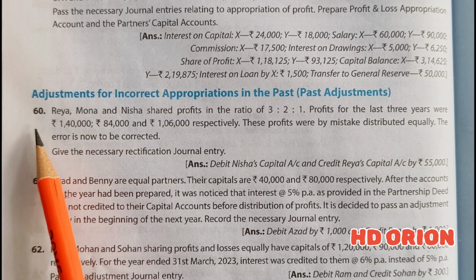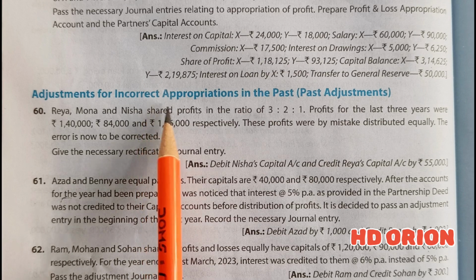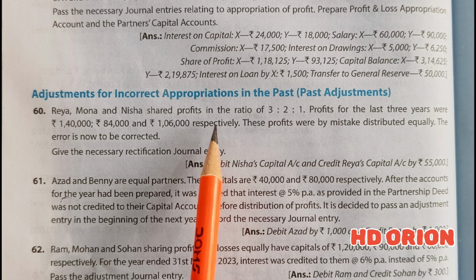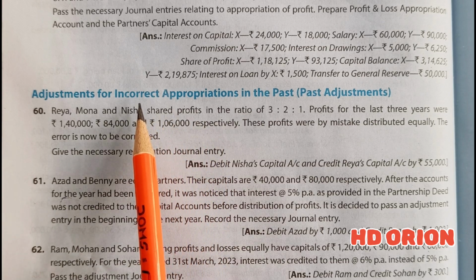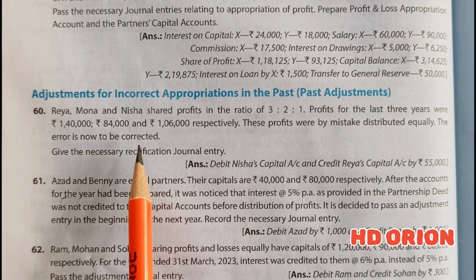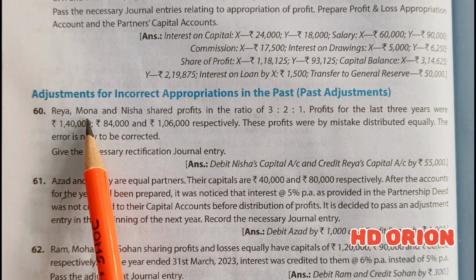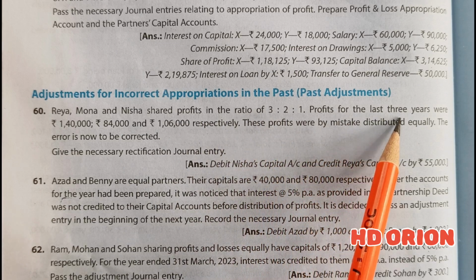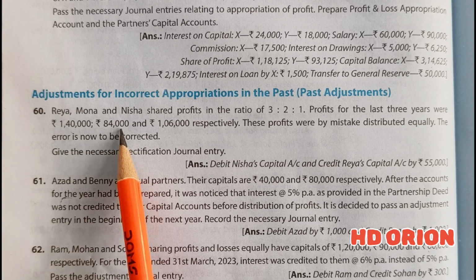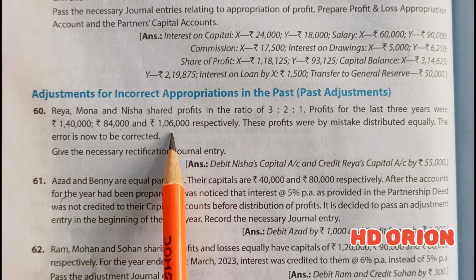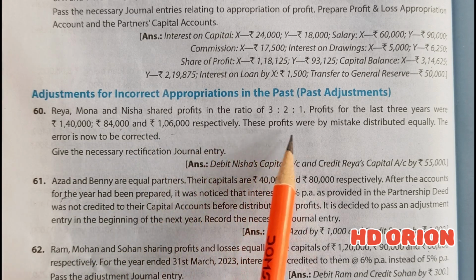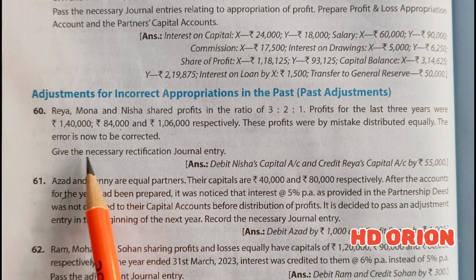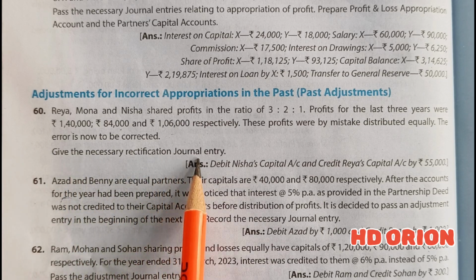So question number 60, past adjustments for incorrect appropriations in the past. It means the firm has distributed the profit incorrectly and therefore now we need to correct it. So Ria, Mona and Nisha shared profits in the ratio of 3:2:1. The profit for the last 3 years were rupees 1,40,000, rupees 84,000 and rupees 1,06,000 respectively. These profits were by mistake distributed equally. The error is now to be corrected. Give the necessary rectification journal entry.